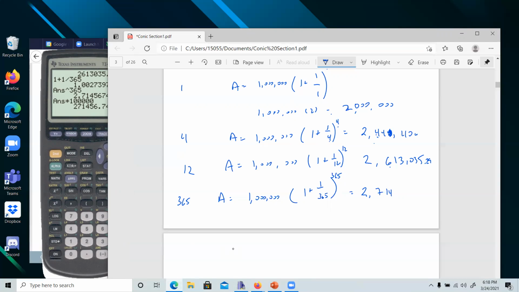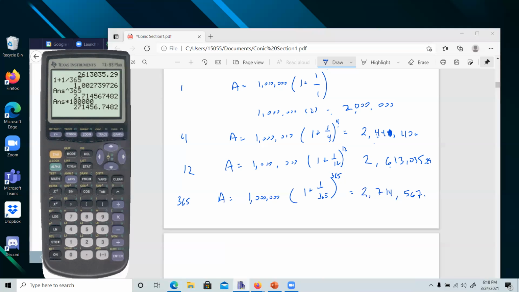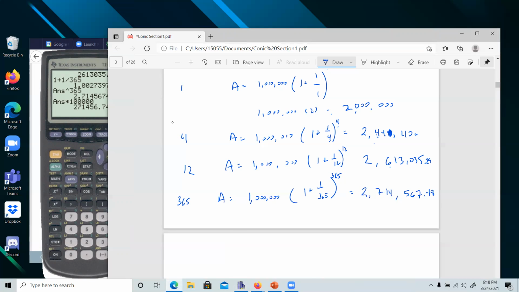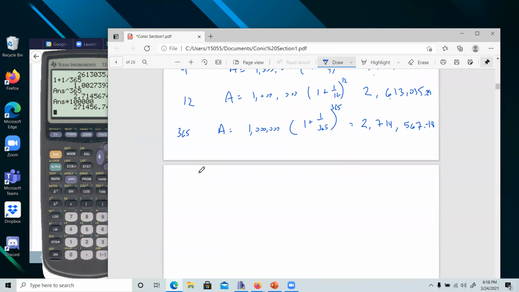Oh, I messed up with the number of zeros. This is 2,714,567.48. Okay. So again, we went from 2,600,000 to 2,700,000, even though we went from monthly to daily, right? That's like an order of magnitude change.